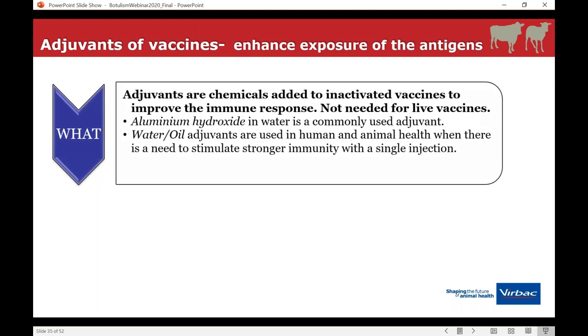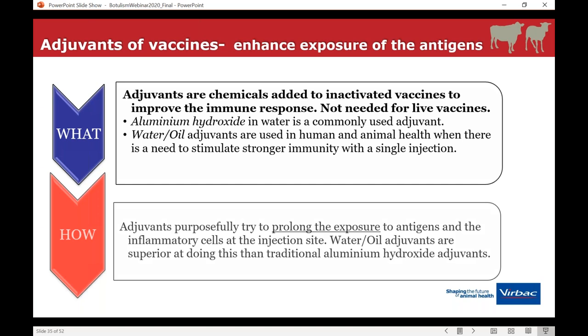And these need what are called an adjuvant to work. So what I mean by inactivated vaccine is that all botulism vaccines have had the toxin damaged by formalin, it's not actually active, and therefore it doesn't stimulate the body as well. Now you need to add an adjuvant to these type of vaccines for them to work well. Historically, most vaccines have had aluminium hydroxide added. In human and animal vaccines, some of them have a water oil formulation, an emulsion, and this is typically used when we need a stronger type of immunity from a single injection.